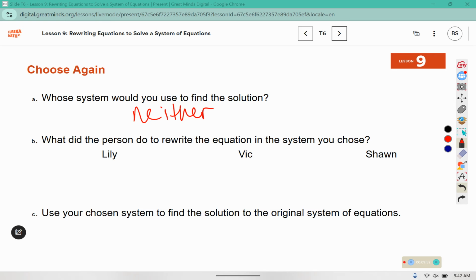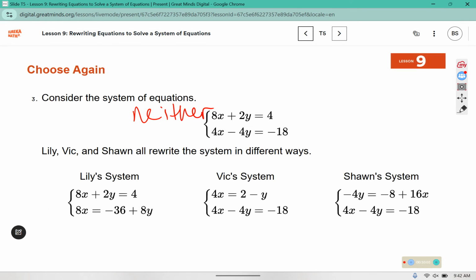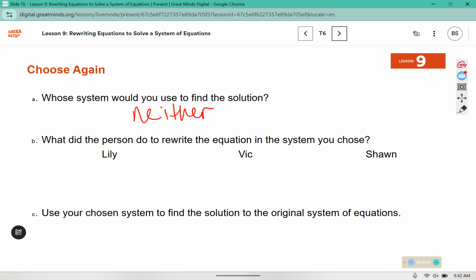What did Lily do? Well, Lily multiplied both sides of the second equation by 2 and added the 8y to both sides. So you can see she doubled it to get the 8x, and she moved the y piece away.